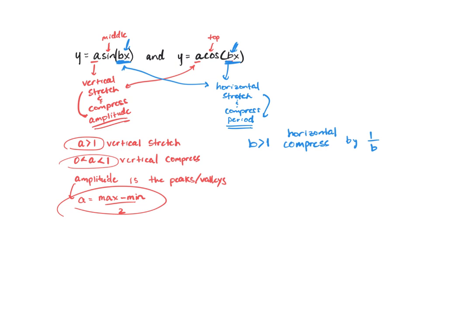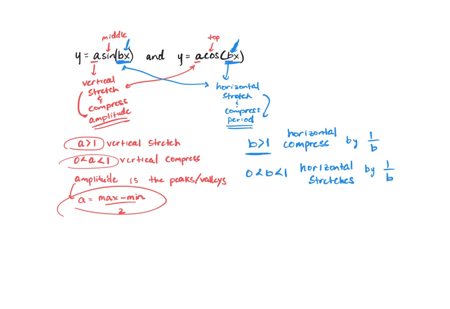So when you're multiplying by a number bigger than 1, you would think it would stretch it, but when it's in these parentheses, it actually does the reciprocal. It does the inverse of it. If B is between 0 and 1, which means it's a fraction, you would think it's going to compress, but it doesn't. It horizontally stretches because you take the reciprocal of that fraction. Again, it's the reciprocal of B. So if you have 1/2, it actually stretches it by 2. If you have 1/3, it actually stretches it by 3.